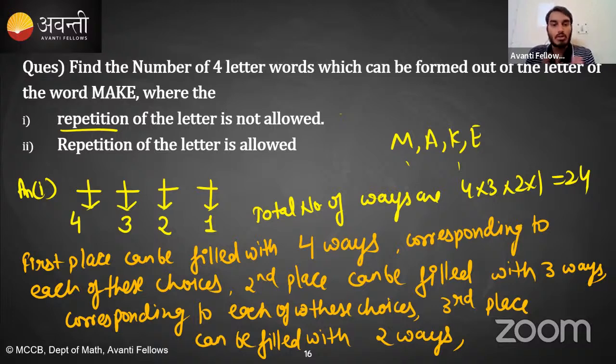Now I'm not going to write it down in this detail. Is this clear? So it's better you understand this now, why I'm multiplying this thing. If there is no doubt, then let's move to the second part, when the repetition of the word is allowed.